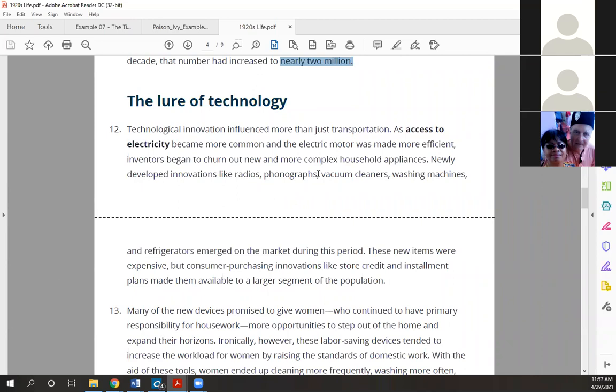Okay, thank you. So we have inventions, and one of the inventions that makes it possible isn't a physical thing. It's again consumer purchasing innovations like store credit and installment plans.